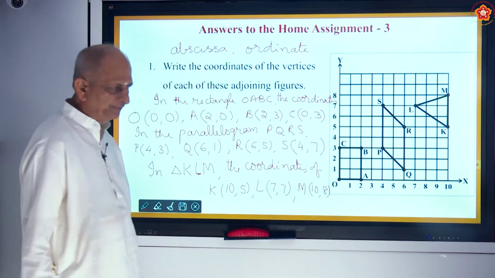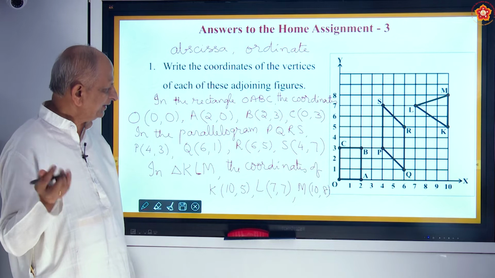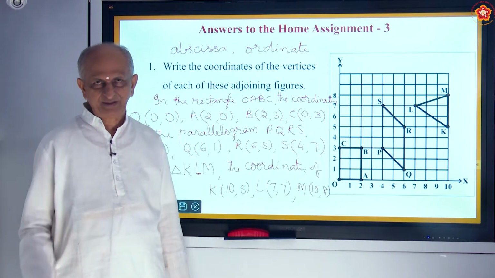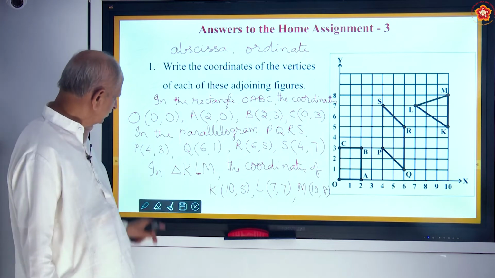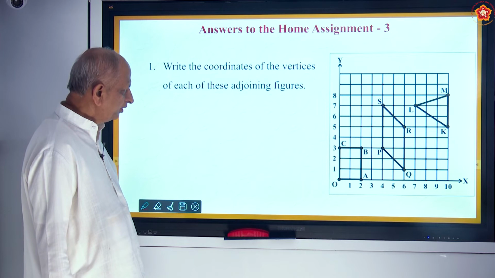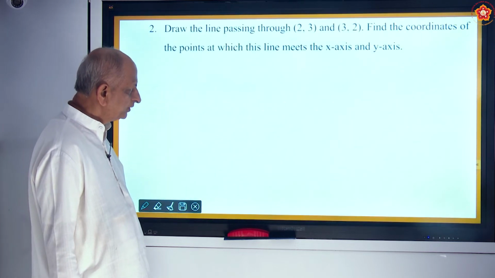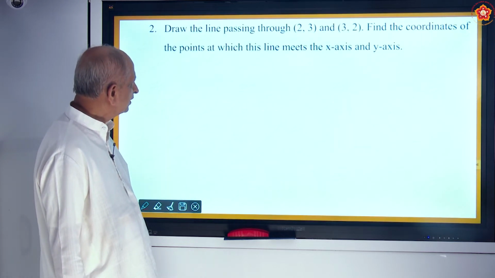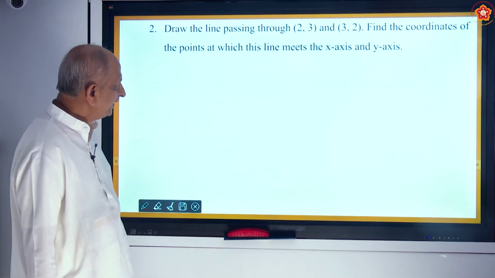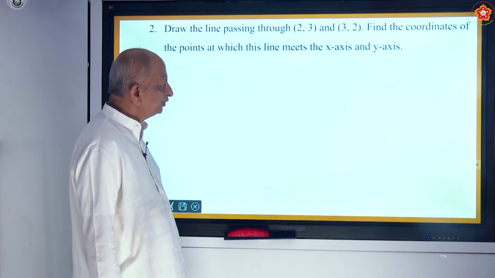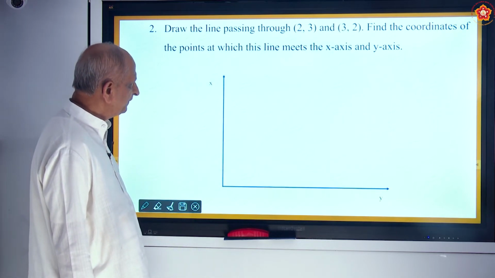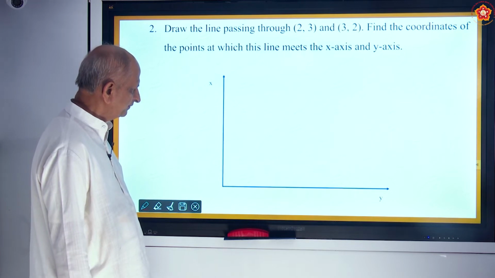Noted down? Very interesting and easy also. No calculation, nothing. Just seeing the figure and writing it. Okay? You noted all this? Very nice. Now we will pass on to one more question. Draw the line passing through the 2 points 2, 3 and 3, 2. Find the coordinates of the points at which the line meets the x-axis and y-axis.